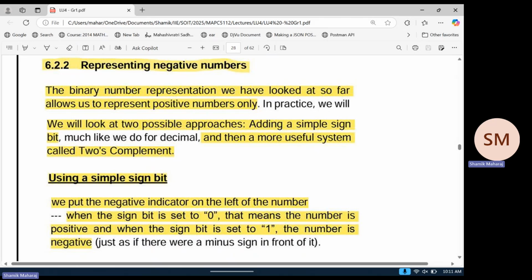All right. So today we're going to learn how to represent negative numbers in binary, because you notice everything we've done so far has been only positive.